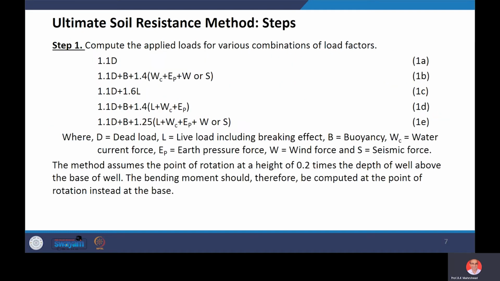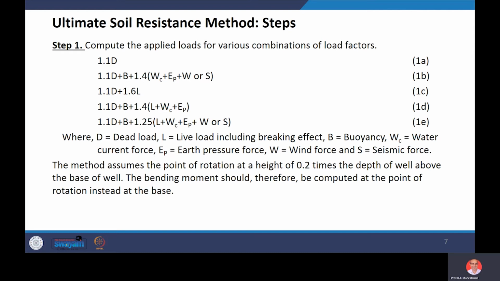So continue with that. These are the steps. What are the steps for the ultimate soil resistance method? The first step: compute the applied loads for various combinations of load factors as given in the slide. There are 6 different combinations given here. First is 1.1 times D, and then second, third, fourth, and like this. So you have 5 combinations here, and out of these, what is D? D is called dead load.